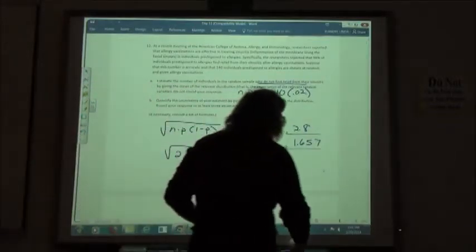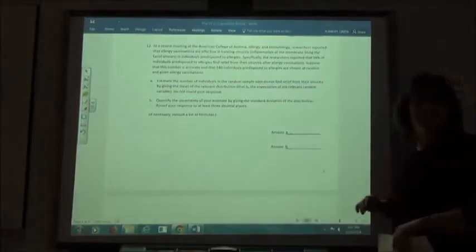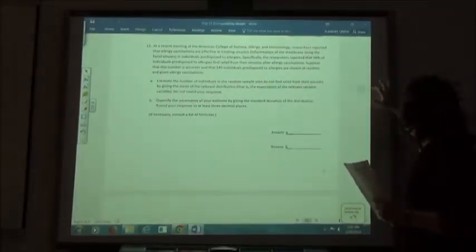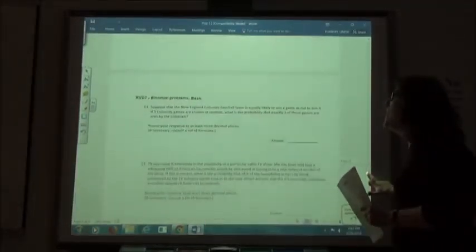All right. The next ones, now we get to see if we remember how to do combinations on our calculator. Unless we want to do them the long way. I don't think so.